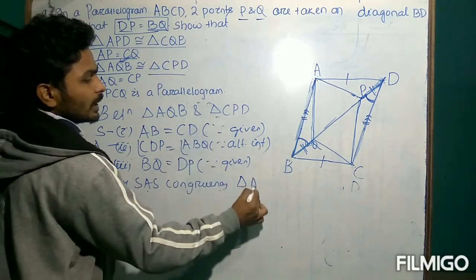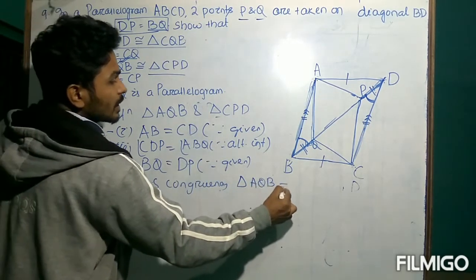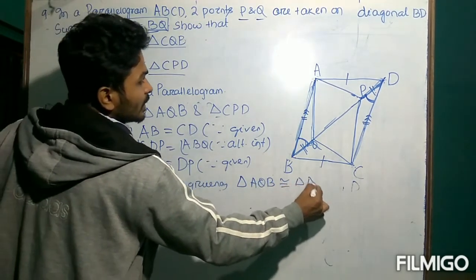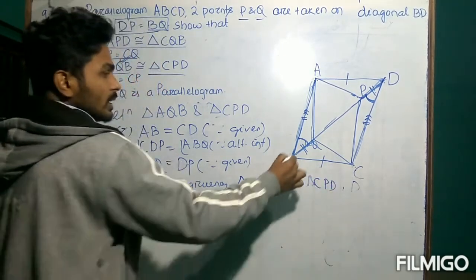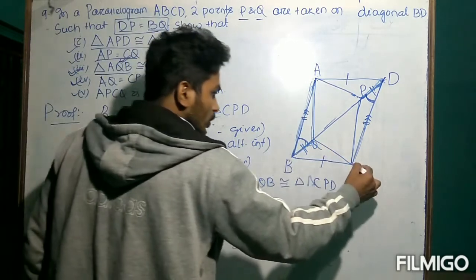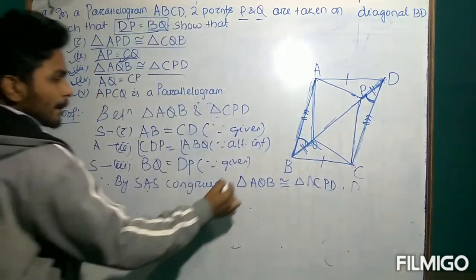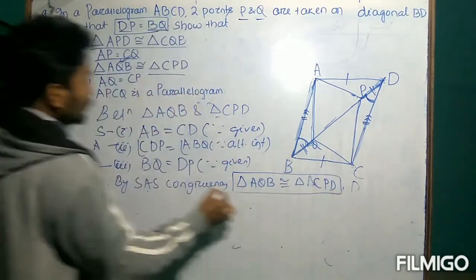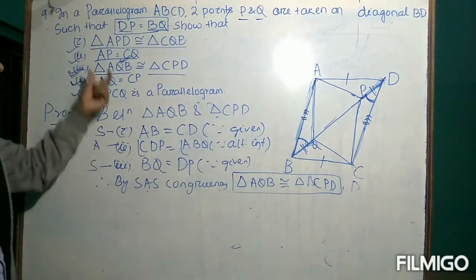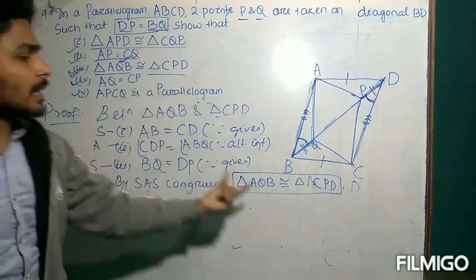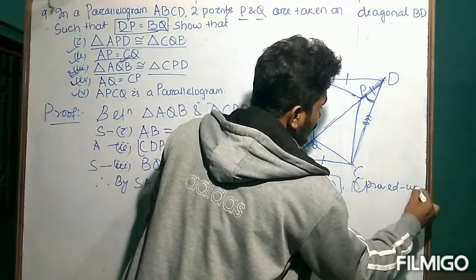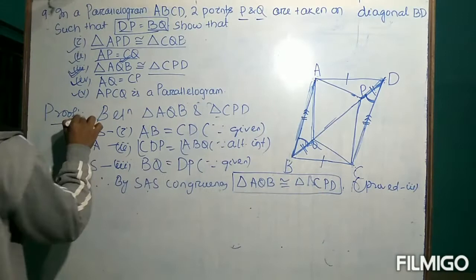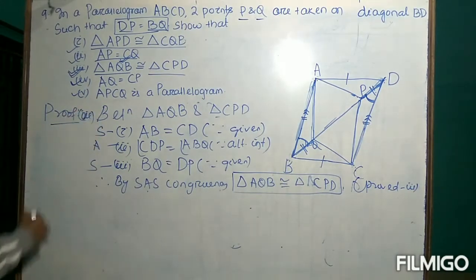these two triangles now become congruent. Triangle AQB is congruent to the triangle CPD. So this small triangle AQB is now congruent to the triangle CPD. Okay, and this is the proof for the third statement that triangle AQB is congruent to the triangle CPD. This is 3I. Okay, now it is understandable.